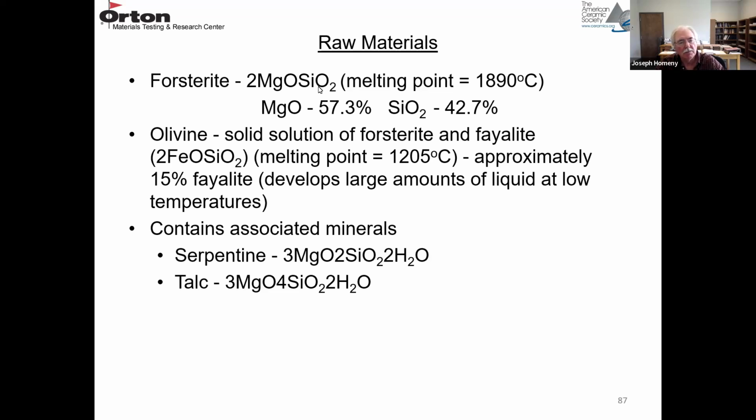So phosphorite is 2MgO·SiO2. It's in MgO refractories. It's in the chromagnesite refractories. It has a high melting point, 1890 degrees C, and it's about 57% MgO and 43% SiO2. The raw material is olivine. So olivine happens to be a solid solution of phosphorite plus another mineral, phthalate, which is 2FeO·SiO2. The problem with phthalate is its melting point is only 1205 degrees C, and olivine is about 15% phthalate.